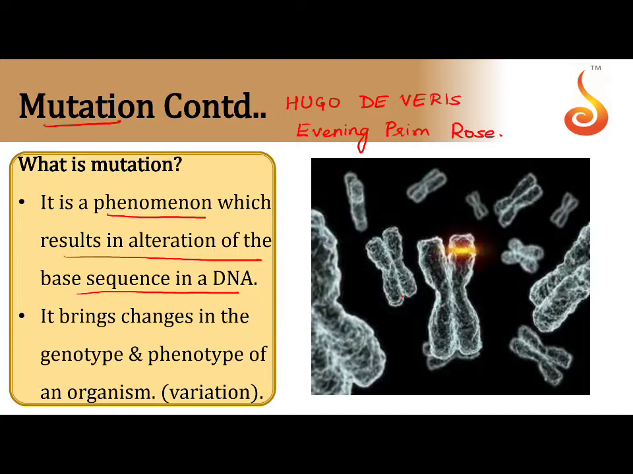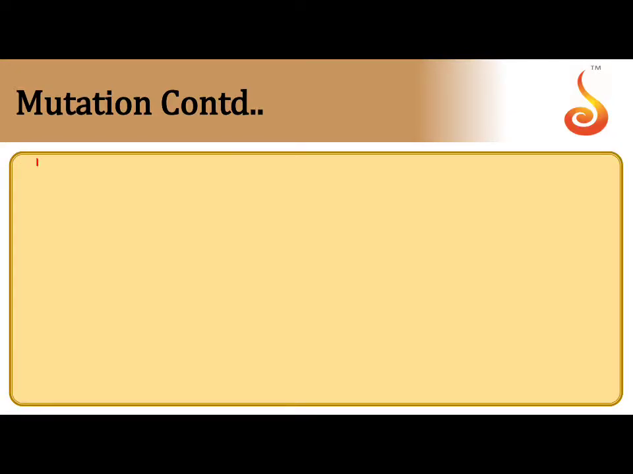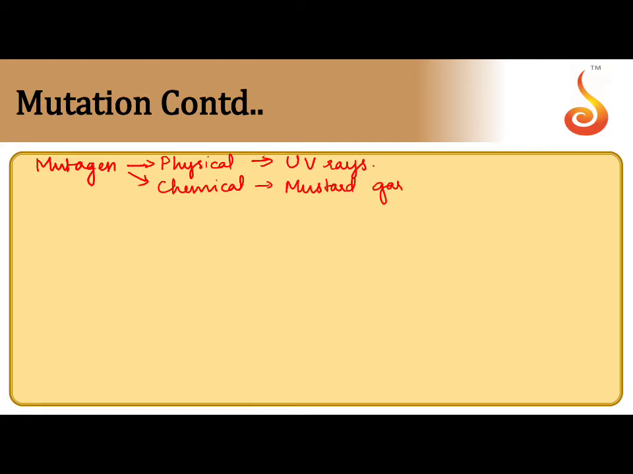Now, how is it changed? It is changed due to mutagens. What are mutagens? Mutation causing factors. So, there are mainly two types, physical and chemical. Many kinds of physical factors are there. I am just giving you one example, UV rays here, and for chemical, I give you the example of mustard gas.